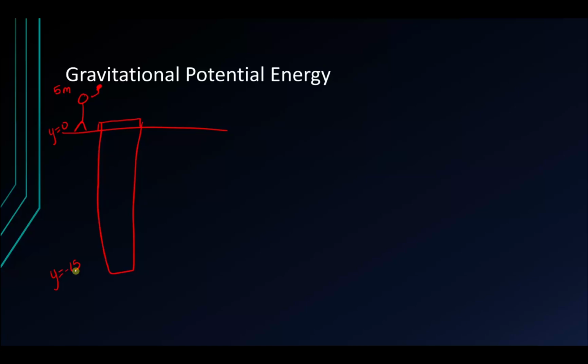Well, in this situation, I can calculate my potential energy initial is going to be mgy initial. Let's, again, for simplicity, assume that the mass is 1. My potential energy in this initial condition is going to be 1 times 9.81 times 5, and I get 49.05 joules. The units for energy are joules.